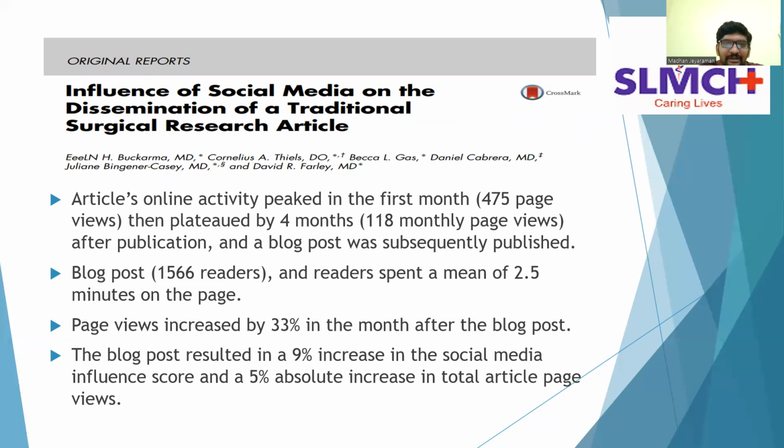Now, one more report on the influence of social media on the dissemination of traditional surgical research articles. Once an article is done, how to disseminate it? Social media plays a major role.